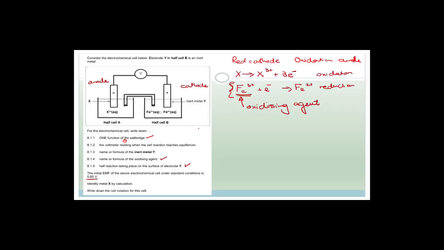So what you need to do is go and look at your formula sheet. It's very nice because they tell you the E theta of your cell, your EMF of the cell, is equal to E theta of the cathode minus E theta of the anode. The E theta of the cell is 0.83. We've already identified Fe3+ going to Fe2+ as the cathode.